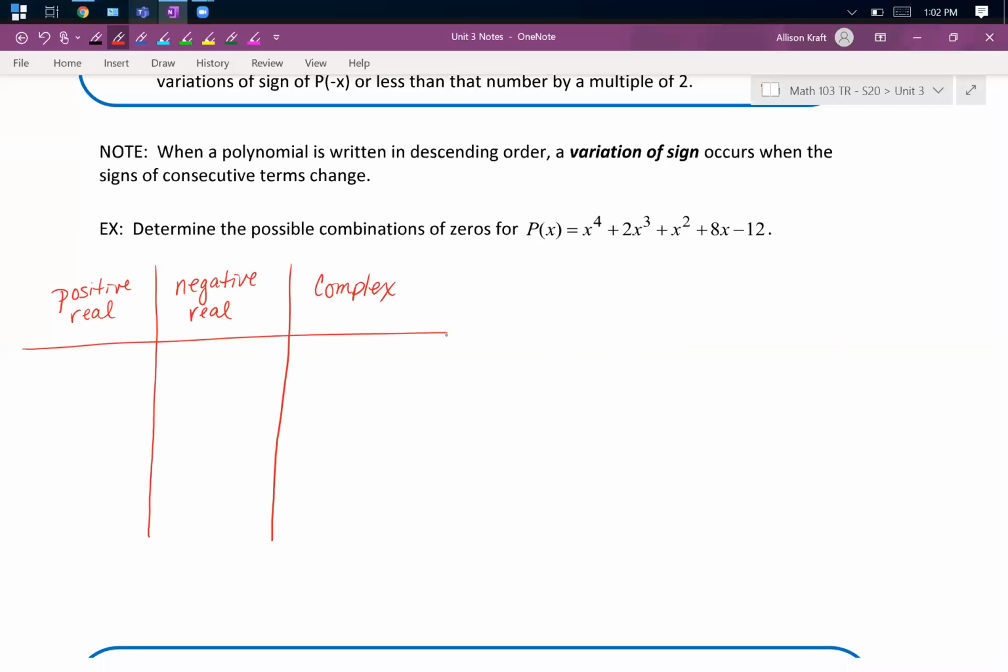Our rule of signs says that the number of positive real zeros is equal to the number of sign changes in P of X, or less than that by a multiple of 2. So we want to look at P of X and see how many times it switches from plus to minus or minus to plus. So how many times does it switch? Just one time, here at the end, right? Now, I'm not going to fill in my chart. I'm going to put this number above my heading, 1. The number of positive real zeros is 1 or less than that by a multiple of 2.